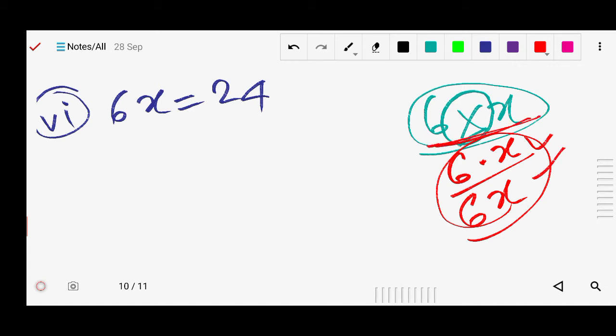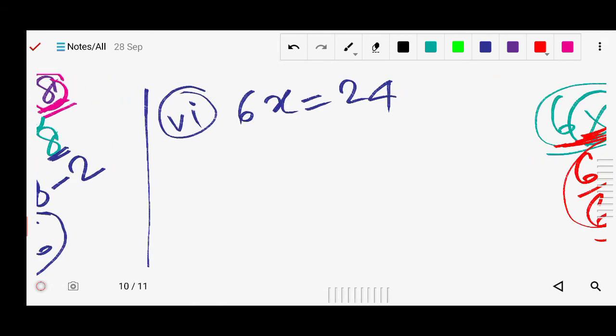If you write it with the multiplication sign, it will be confusing between the multiplication sign and x. So here 6x means 6 multiplied by x, and this side is your 24. Again we follow the same concept. I told you to arrange the same type of variables and the same type of constants, the same terms, on one side, either the left side or the right side, any side you like.